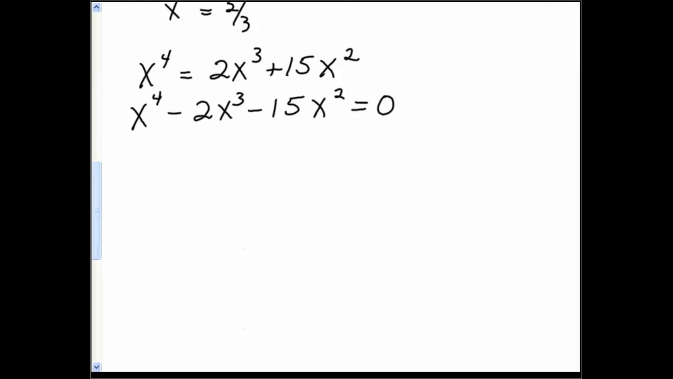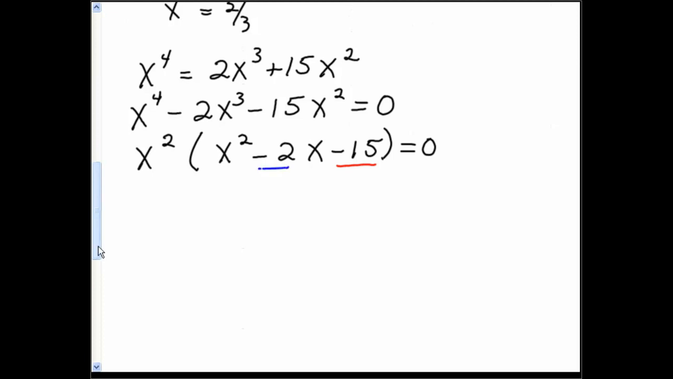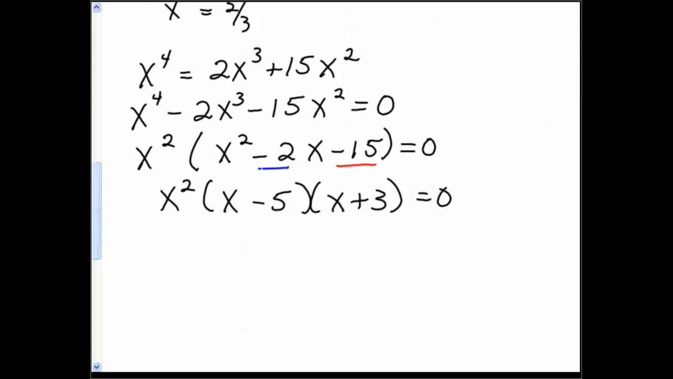Factoring here, we can factor out a greatest common factor of x squared. So we'll have x squared times x squared minus 2x minus 15 equals 0. So to factor this trinomial in the parentheses, we're looking for two numbers that multiply to negative 15 but add up to negative 2. So what would work there? Well, negative 5 and a positive 3 would work. And then you don't want to forget the greatest common factor that you factored out.